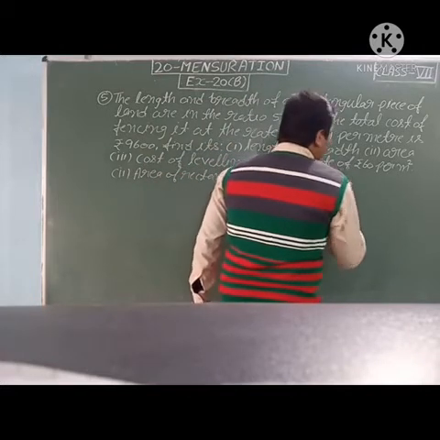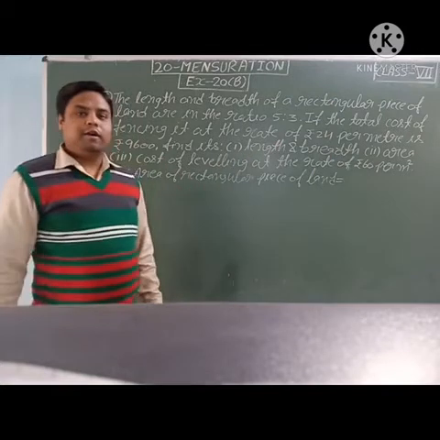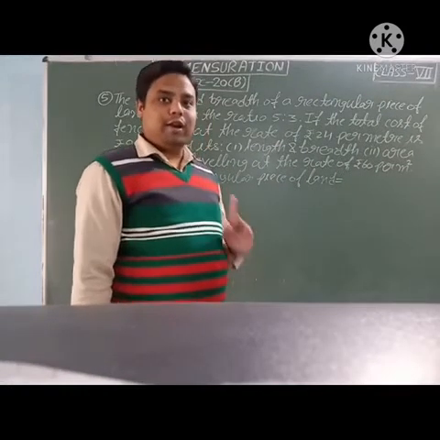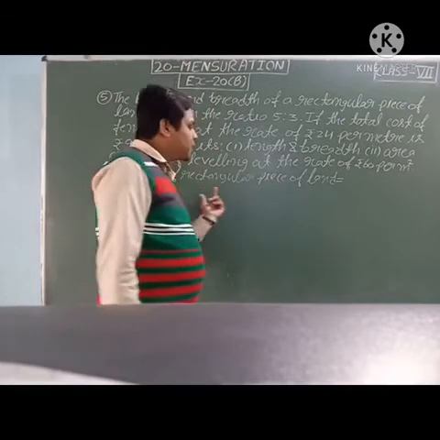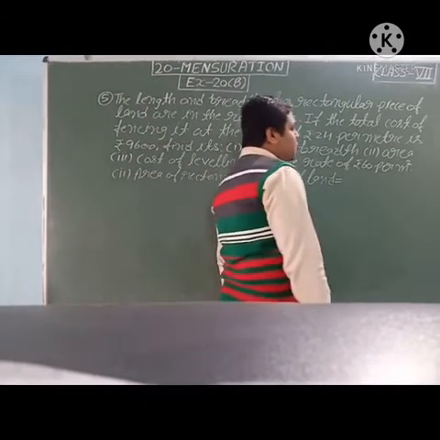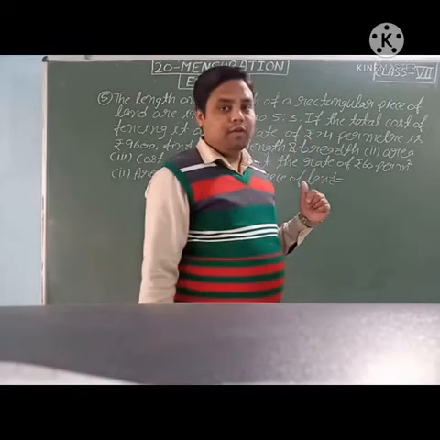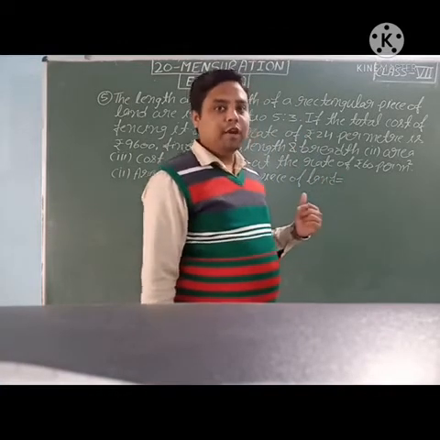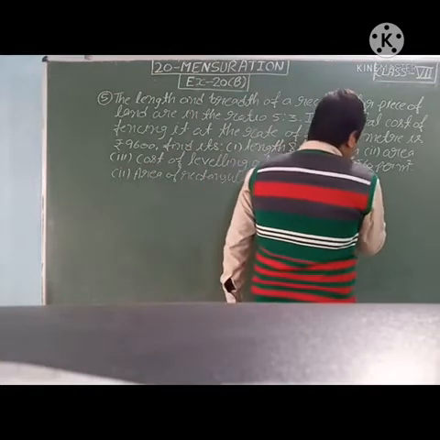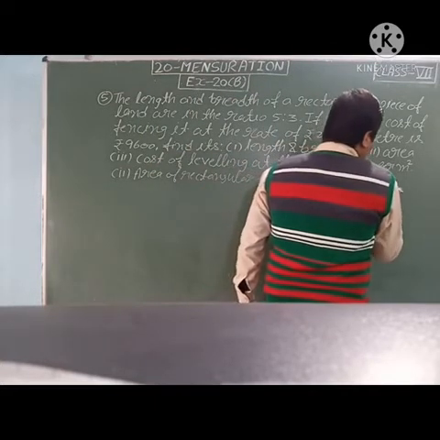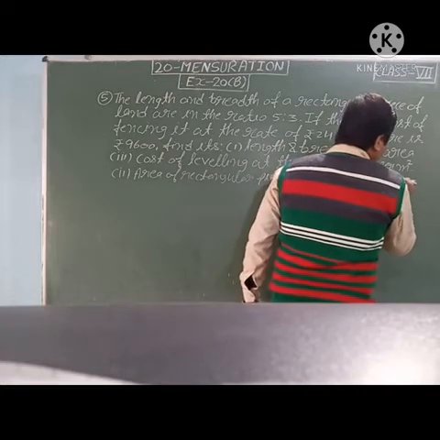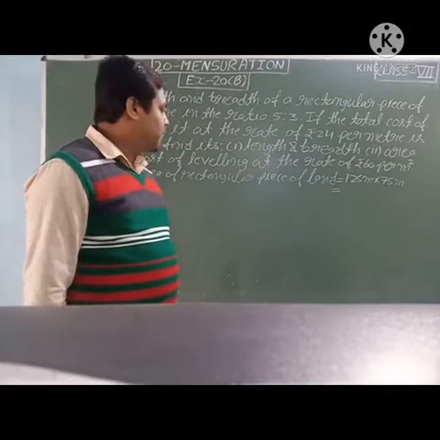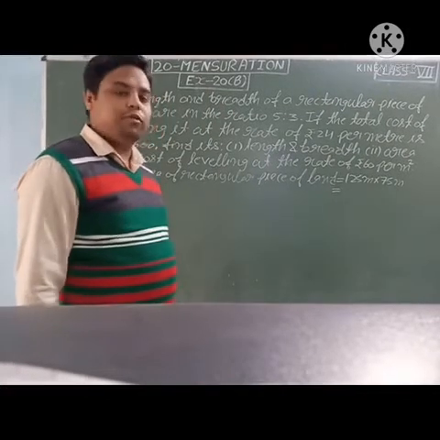Yes, formula of area of rectangle. Yes, if you are saying L into B, you are correct. So formula of area of rectangular piece of land is length into breadth. Length was 125 meter and breadth 75 meter. So 125 meter multiply 75 meter. So students, we will solve this to find the area of rectangular piece of land.